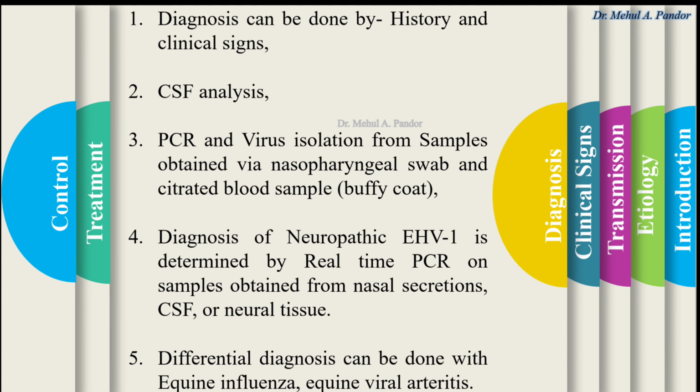If we talk about its diagnosis, it can be done through history and clinical signs, analysis of cerebrospinal fluid, PCR, and virus isolation from samples obtained via nasopharyngeal swab and citrated blood sample. The diagnosis of neuropathic equine herpes virus 1 is determined by real-time PCR on samples obtained from nasal secretions, CSF, or neural tissue. It can be differentially diagnosed from equine influenza and equine viral arteritis.